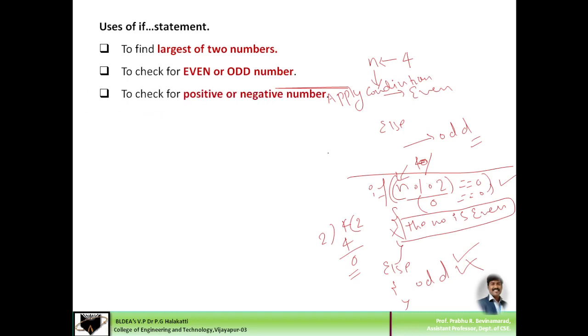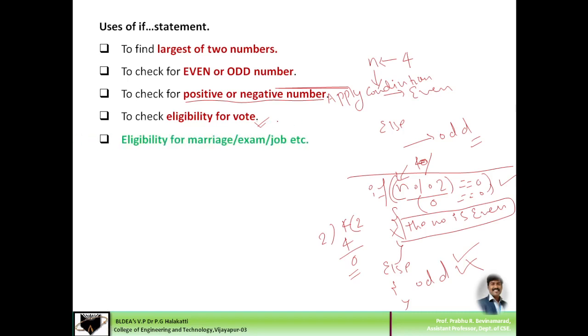Okay, so next we will consider another example. Let us check whether the given number is positive or negative. In that case also we will use a conditional branching statement. And if we want to check whether a person is eligible to vote or not, in that case also we will use a conditional branching statement. Similarly, eligibility for marriage, eligibility for an exam, or eligibility for a job. In all these situations, we will use conditional branching statements, right?